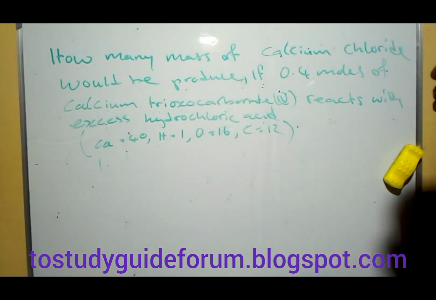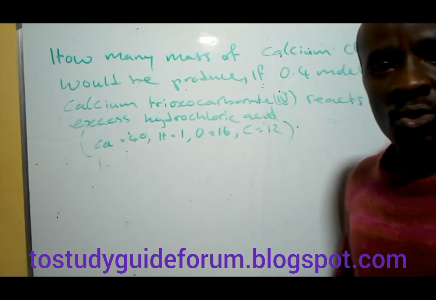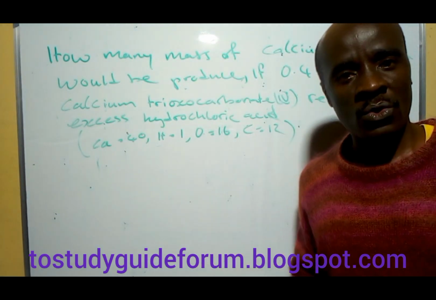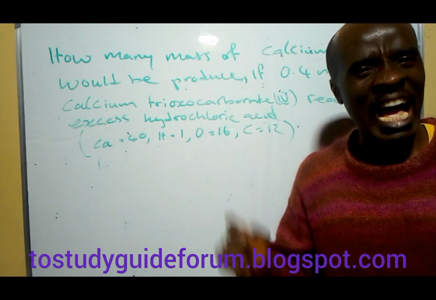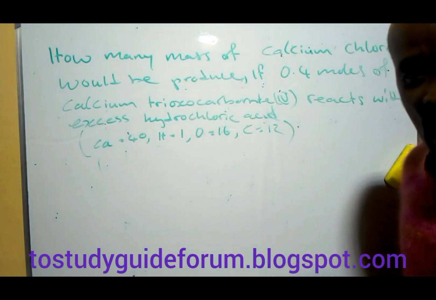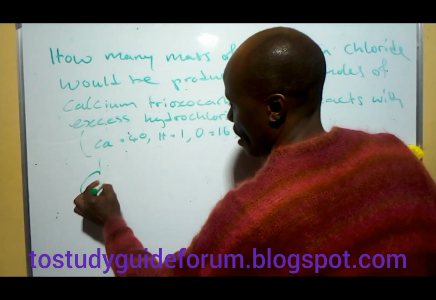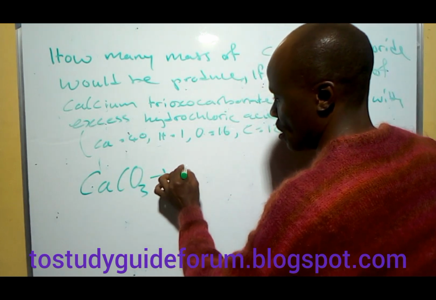So what we are going to do now is get a balanced chemical equation, because from that balanced chemical equation, you will be able to get this done. That is why it's important for you to learn how to balance a chemical equation, to understand a chemical equation and be able to read out what you have in it. Now, let's look at the balanced chemical equation. We have the chemical equation to be this.